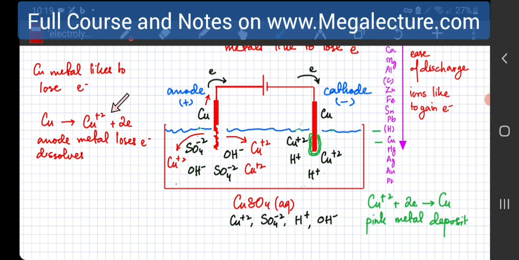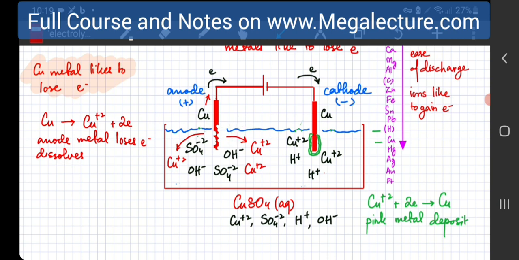So here's your equation at your anode. And that's it. That's all you have to remember. Whenever you've got an active electrode, it's always the metal, whatever the metal is, that's going to end up losing electrons. But for that, you need a slightly reactive metal. So copper would dissolve and it will form copper ions.